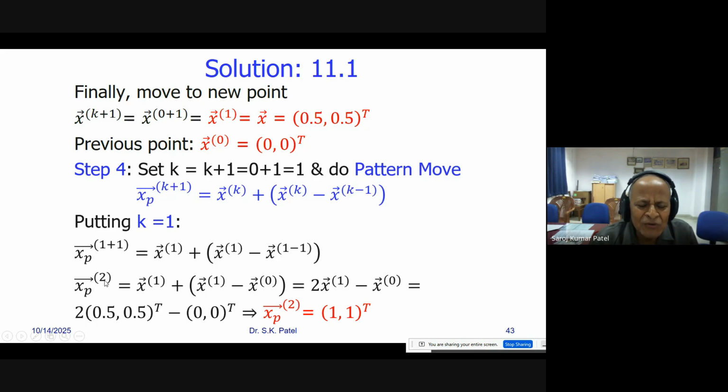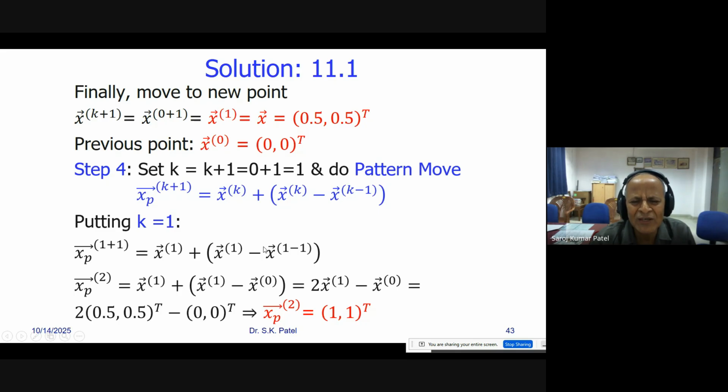So xp2 will be equal to x1 plus x1 minus x0, current point minus previous point. On simplifying, we get x1 plus x1 is 2x1 minus x0. Now x1 is (0.5, 0.5) and x0 is (0, 0). So 2 times this will be (1, 1) minus (0, 0). So we will get (1, 1).